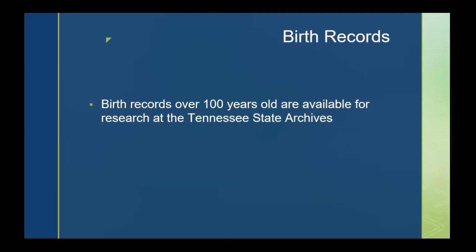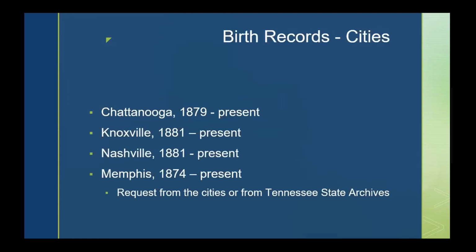The birth records over 100 years old are available for research at the Tennessee State Archives. And again, some of the major cities in Tennessee did keep their own birth records as well, and they kept them earlier than the state did. So we've got Chattanooga, Knoxville, Nashville, and Memphis. And you can get those records from those city Vital Records Office or from the Tennessee State Archives or online.